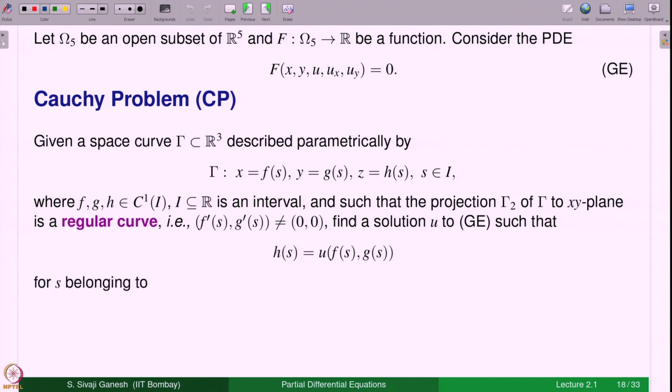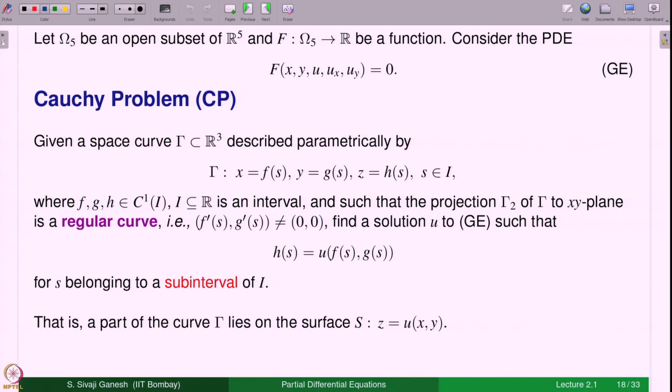For s belonging to a subinterval of I. In other words, a part of gamma lies on this surface S, whose equation is the set of all x, y, z such that z equal to u(x, y). On this surface, a part of the given curve gamma lies, right. Gamma coordinates are f(s), g(s) and h(s). So, the third coordinate h(s) must be equal to u of the first two coordinates f(s), g(s), that is the condition here. We are not requiring that this should happen for every s in I, we are only asking for s belonging to a subinterval of I. So, this can be thought of as a local solution.